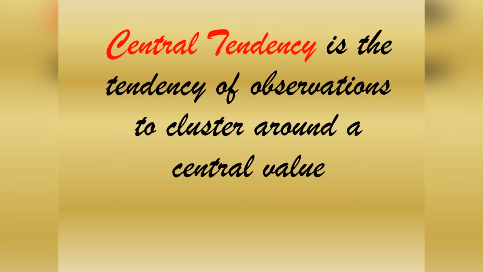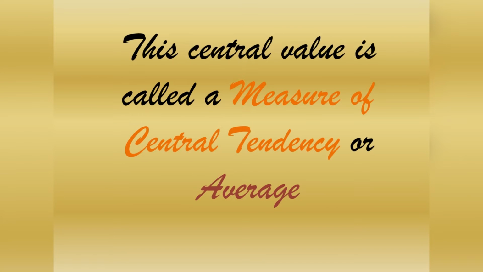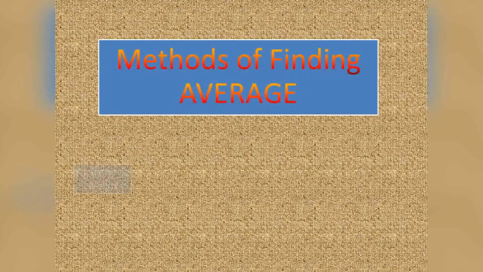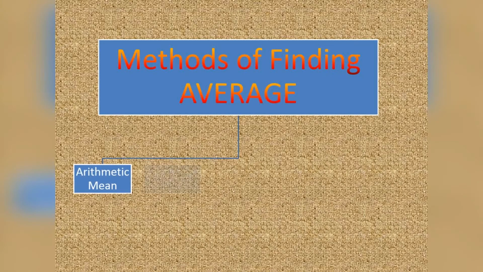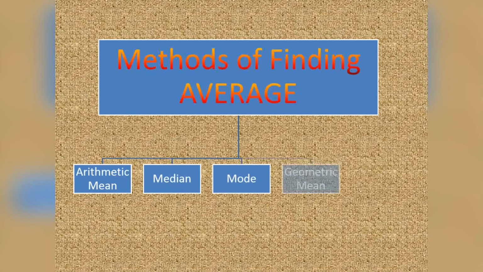That means the tendency of observation to cluster around a central value is called central tendency, and that central value is called a measure of central tendency or average. Different methods of measuring central tendency are arithmetic mean, median, mode, geometric mean and harmonic mean.